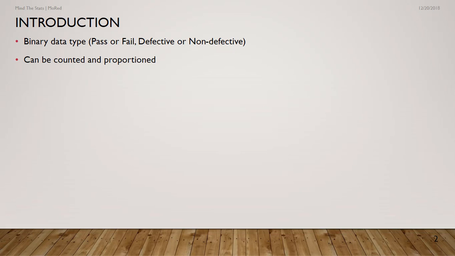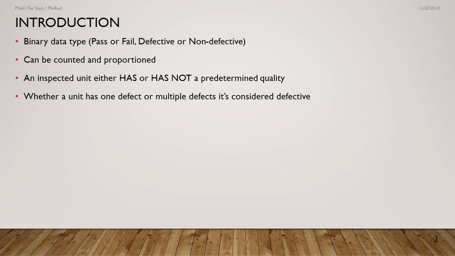We've learned from other sessions that categorical or binary data can be counted and proportioned. When dealing with binomial data, an inspected unit either has or has not a predetermined quality. If we're checking for dents on a part, the part is either clear of dents or has one or multiple dents. A unit with zero defects is called non-defective. In the binomial world, a part with one or more defects is called defective.